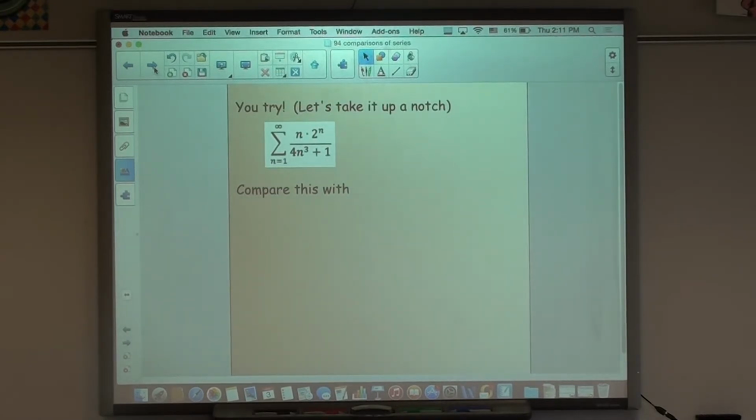What we compared is growth rate. It diverges because it goes to infinity, by the nth term test. You just use comparative growth rates there, and you know that it diverges. And then you do your limit.